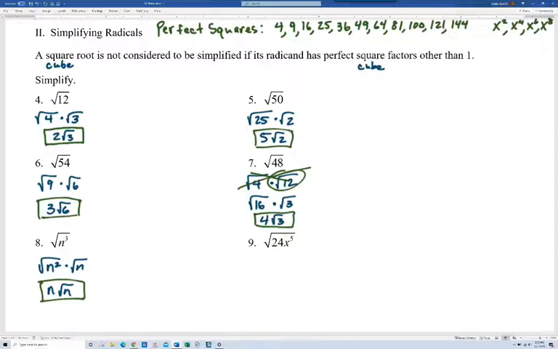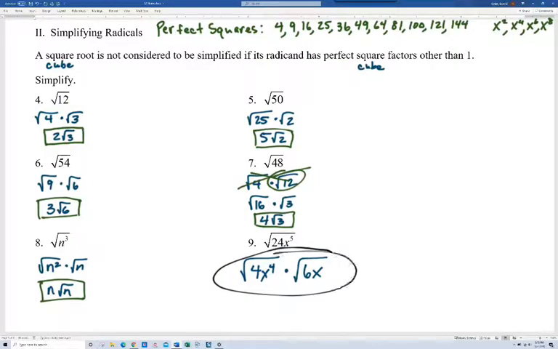All right, on number 9, I'm going to break this into my perfect square factors and my leftover factors. So for 24, 4 would be a perfect square factor. And so let's write the 4. And we know x to the 5th is not a perfect square factor. It's not an even power. But if we dropped 1 to x to the 4th, that would be a perfect square. And so now we want to write the leftover factors. 4 times 6 is 24, and x to the 4th times x would be x to the 5th.